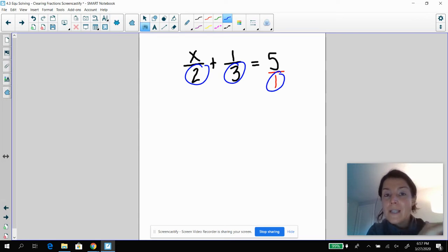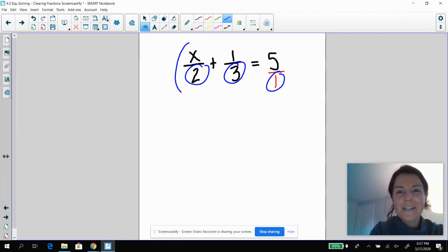And we're going to think about the least common multiple between 2, 3, and 1. So if we were to list out the multiples of 2, list out the multiples of 3, and then list out the multiples of 1, what would be the least common multiple? So go ahead and pause the video, and I want you to figure out what that is. All right, did you say 6? If you did, you're correct.